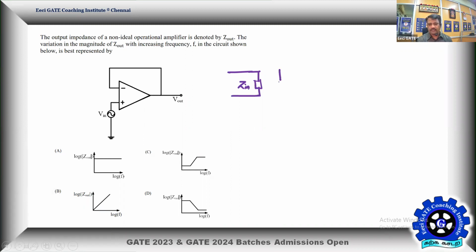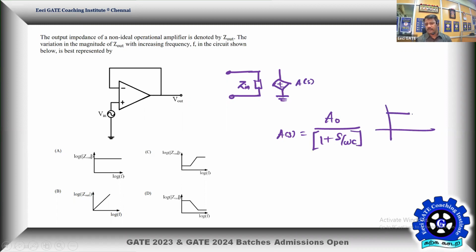Then we have a gain dependent voltage source representation. Usually we take it as A naught. Since it is mentioned as a non-ideal op amp, let me take it as A of S, gain as a function of the frequency, where A of S equals A naught, the open loop gain of the op amp, divided by 1 plus S by omega C. That's the ideal way the frequency response of an op amp will look.